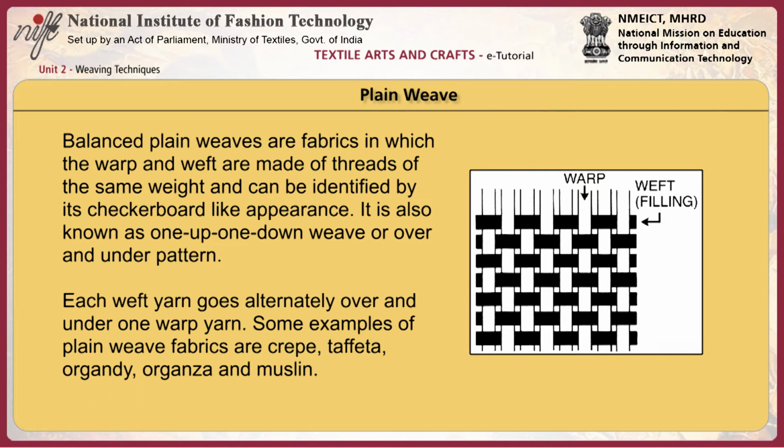Balanced plain weaves are fabrics in which the warp and wefts are made of threads of the same weight and can be identified by their checkerboard-like appearance. It is also known as one up, one down weave or over and under pattern. Each weft yarn goes alternately over and under one warp yarn. Some examples of plain weave fabrics are crepe, taffeta, organdie, organza, and muslin. The plain weave may also have variations like the following.